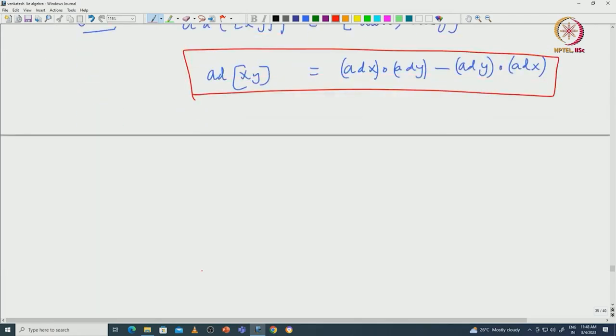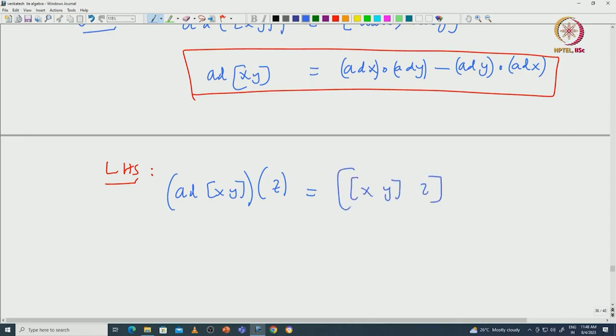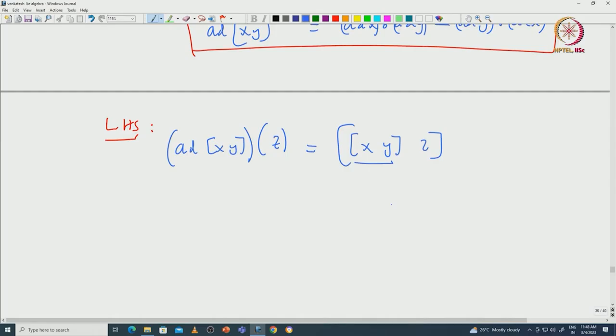So let us rewrite one by one. What is on the left hand side? The left hand side you have ad of bracket xy defined on z. So then what is it? It is nothing but bracket xy z, because this is one element and then you are taking the bracket with z.